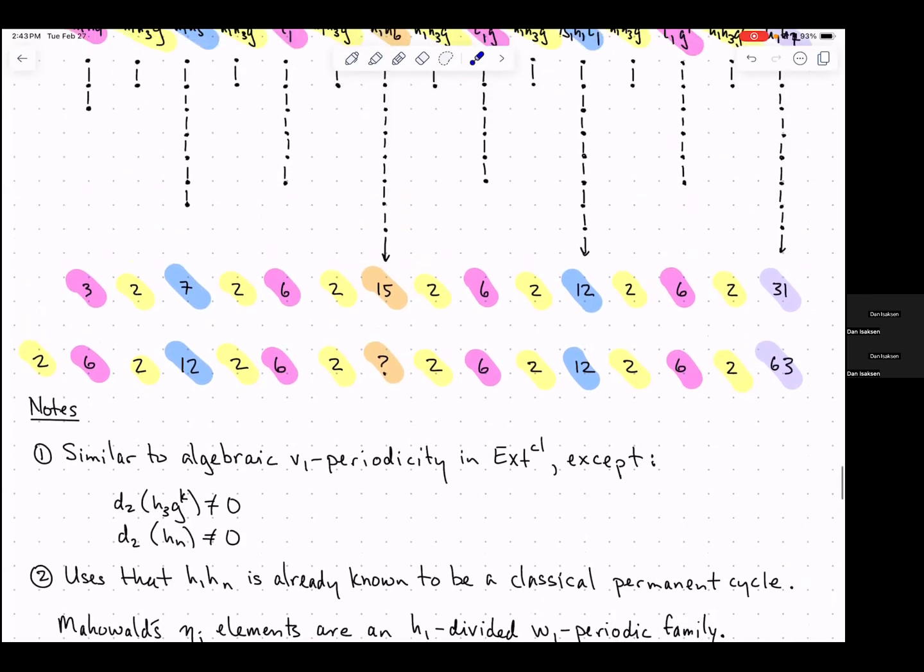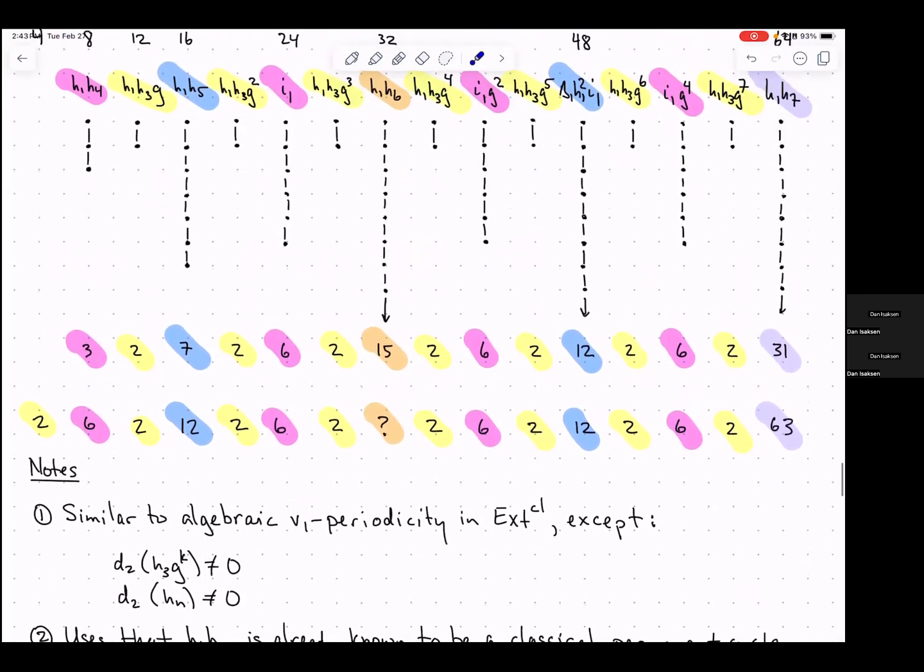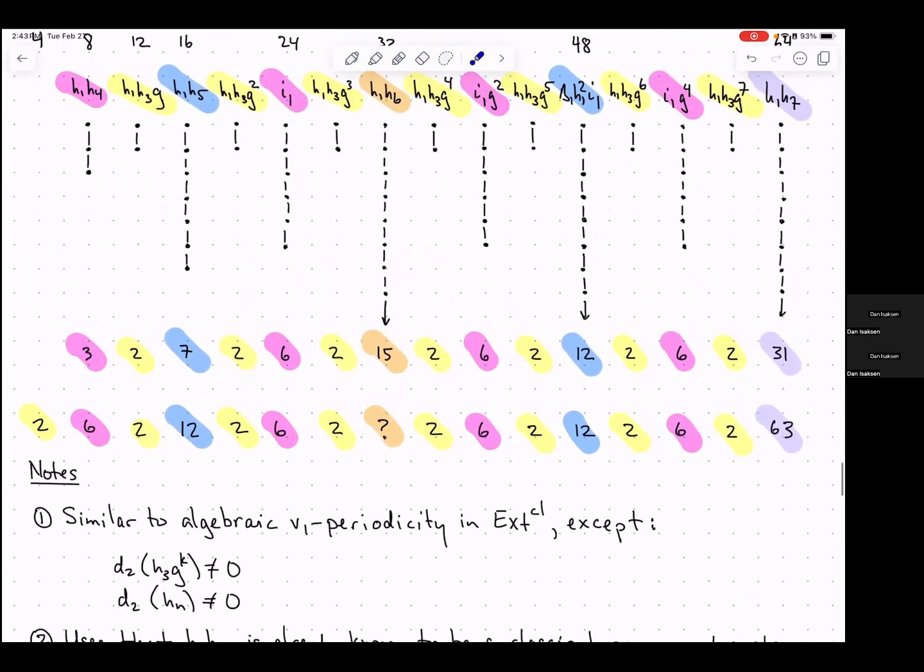So what happens is that when you get to this I1, you have to study this element using some other methods. But once you know that that's a permanent cycle, then you can handle all these other ones. It's getting the first one in a family that's difficult. You have to do some outside work.